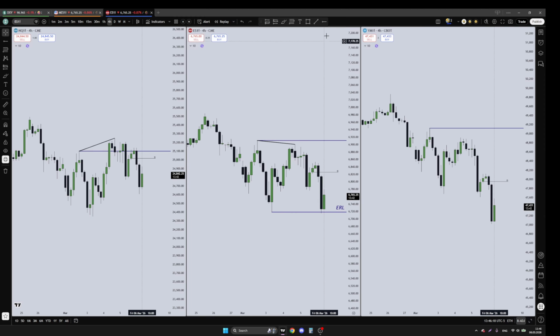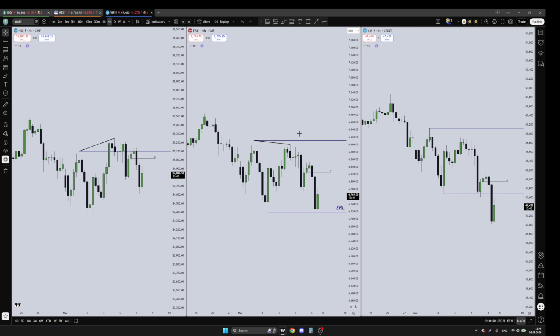Now, why exactly does that make sense? Again, because the structure supports it. We do have the 4-hour change in state, and then price closes through closed candles. We inverse the fair value gaps on the opposite side, like this IFVG and stuff like that.